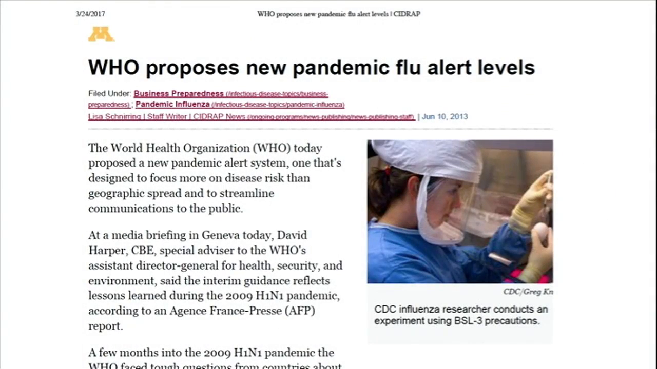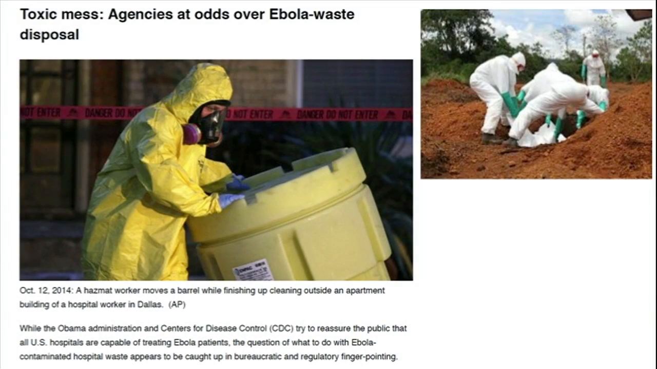The WHO and many countries have changed their pandemic phases. Even in Australia, we had to change the pandemic phases in 2009 because the plans didn't actually reflect what was happening at the time. Waste disposal can be a major problem in Ebola. We had waste companies refusing to transport waste, problems with safe burials, and so on.